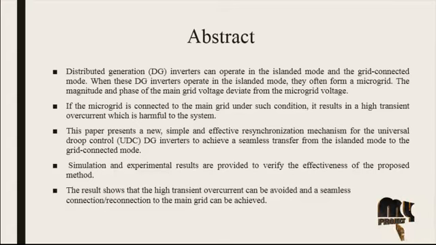This paper presents a new architecture for a simple and economic process, and this is a synchronization mechanism for the droop control. This droop control is verified for the island mode and grid-connected mode. The simulation results are very effective, and this seamless transfer keeps it connected to the main grid, so a lot of distortions will be reduced by this process.